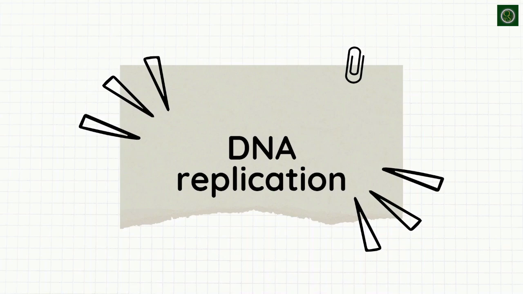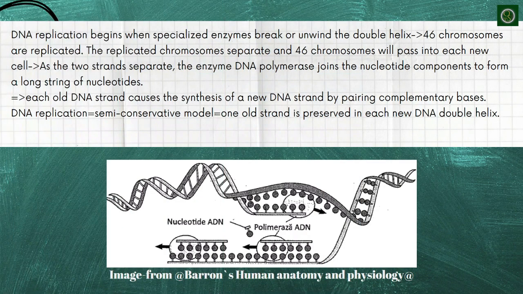DNA replication. DNA replication begins when specialized enzymes break or unwind the double helix. In human cells, 46 chromosomes are replicated. The replicated chromosomes separate, and 46 chromosomes will pass into each new cell. As the two strands separate, the enzyme DNA polymerase joins the nucleotide components to form a long string of nucleotides.